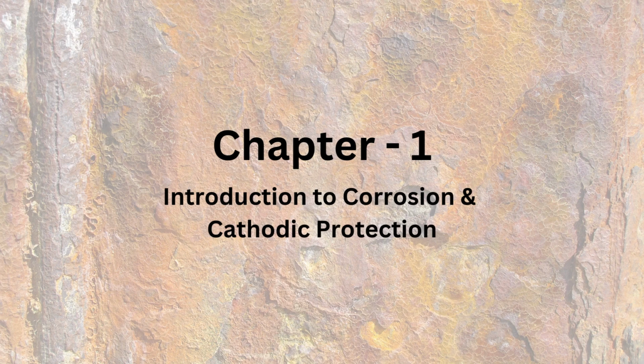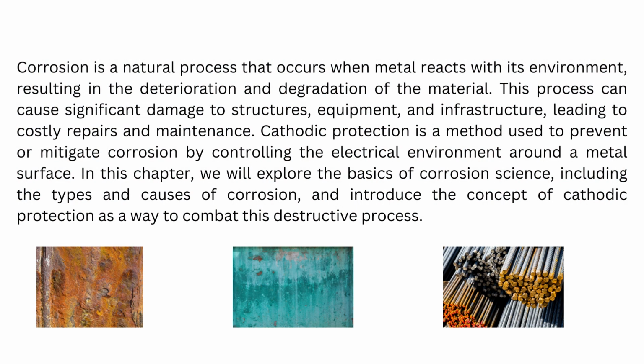Chapter 1, Introduction to Corrosion and Cathodic Protection. Corrosion is a natural process that occurs when metal reacts with its environment, resulting in the deterioration and degradation of the material. This process can cause significant damage to structures, equipment, and infrastructure, leading to costly repairs and maintenance.